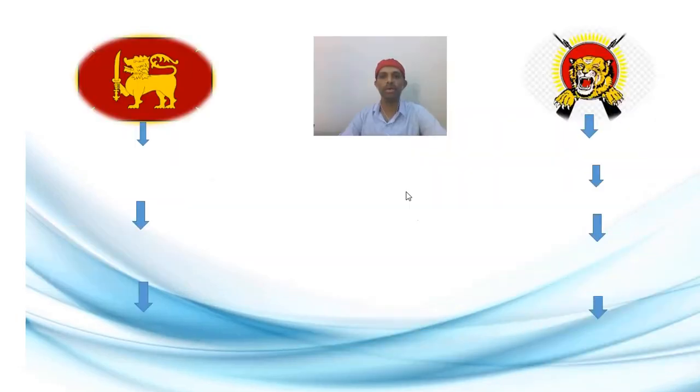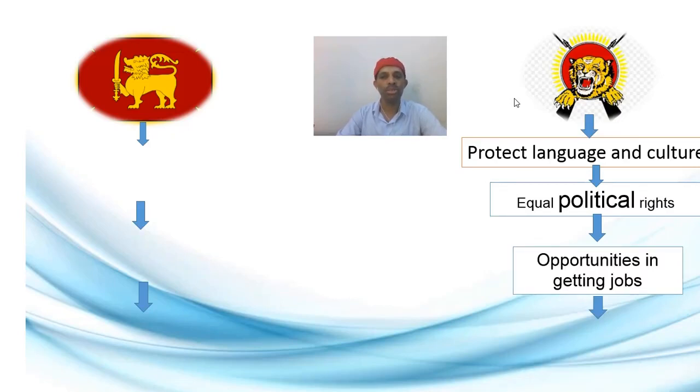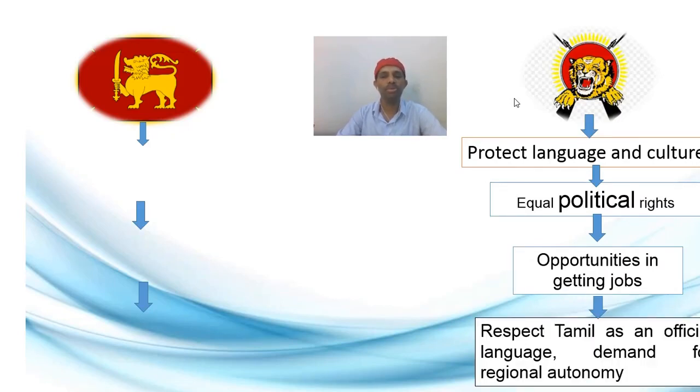So in Sri Lanka, the continuous and persistent demands of the Tamils were totally neglected by the majority community. The demand to protect the language of the Tamils, the culture of the Tamils, the demand for equal political rights in Sri Lanka, demand for greater opportunities in government jobs, even the respect of the Tamil language, Tamil culture, regional autonomy, wherever Tamils were living. And all these demands were not respected by the majority Sinhalese.